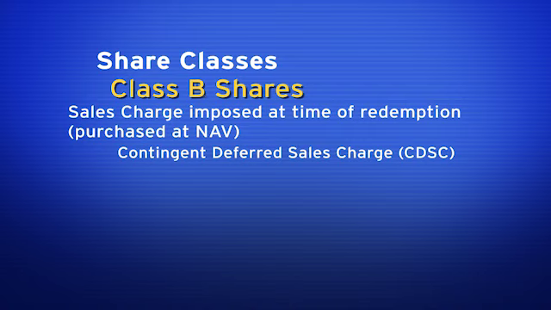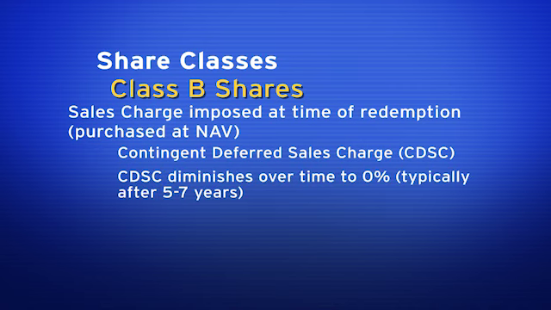This back-end load, the contingent deferred sales charge, the CDSC, diminishes over time. Eventually, the back-end load would diminish to zero. This typically occurs somewhere between year 5 and 7. An example of this: if I buy Class B shares and I redeem those shares in the first year, I'm going to pay a 5% back-end load, a 5% CDSC. If I redeem in the second year, I'm going to pay a 4% back-end load.